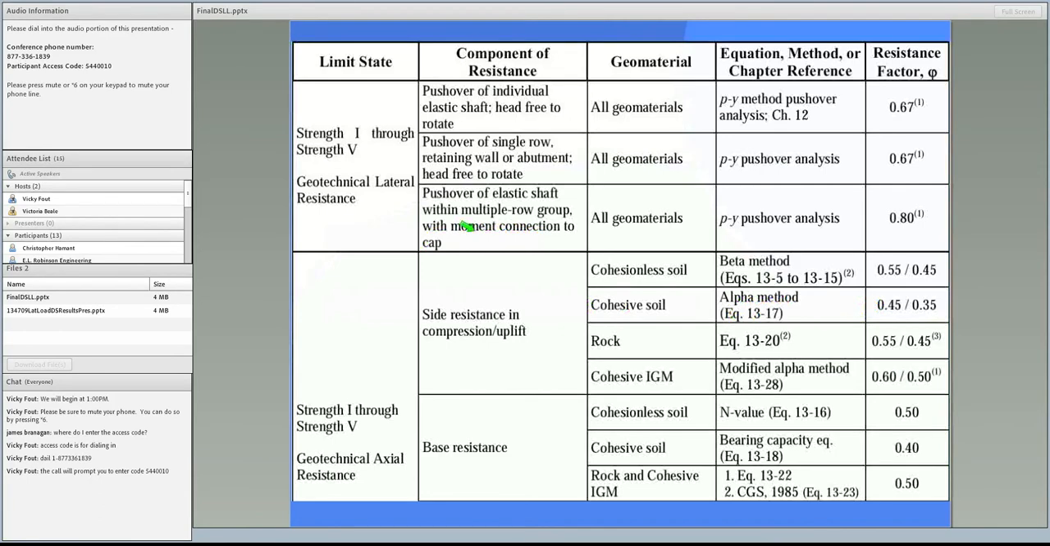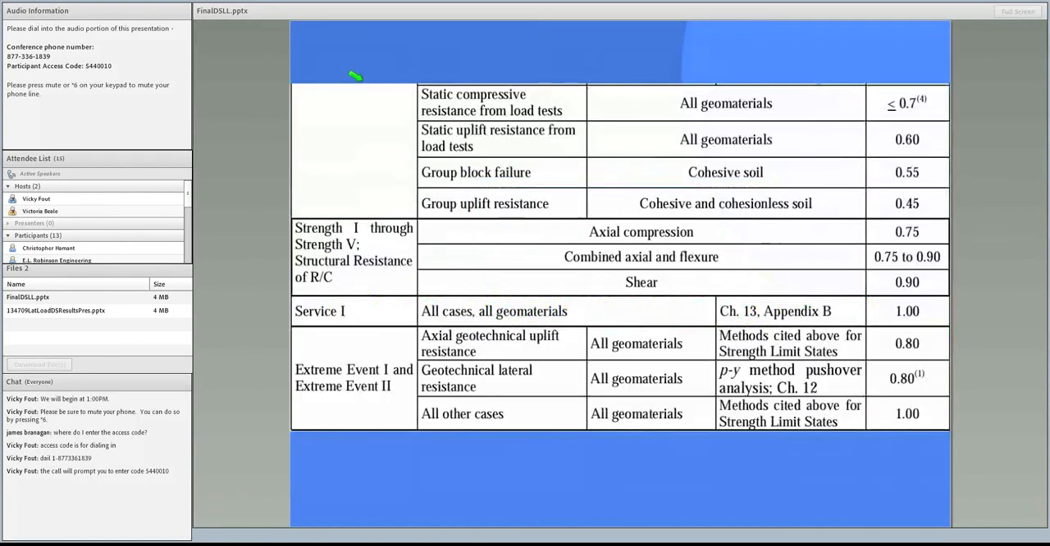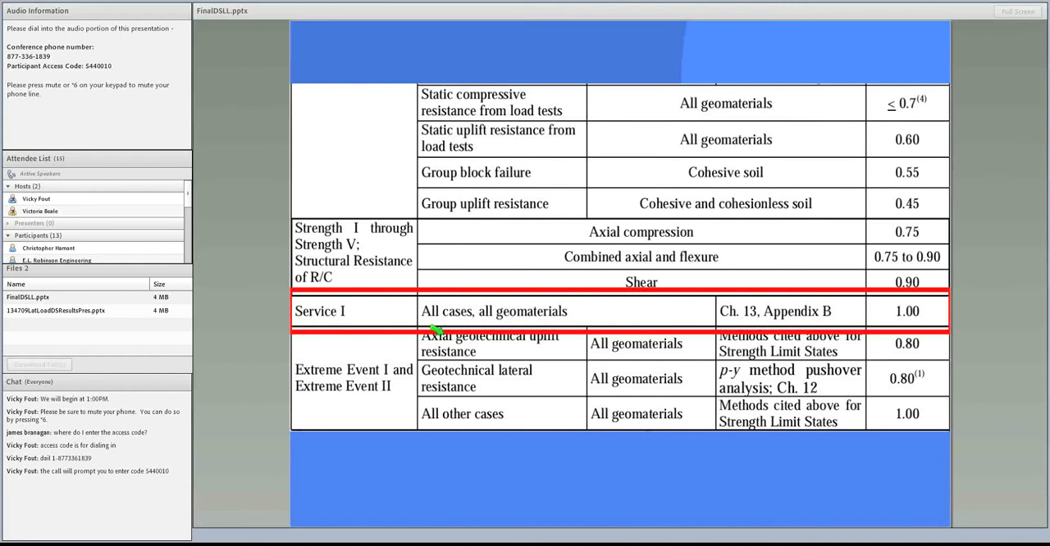And here's another table for the resistance factor. The one thing we would like to look at is the serviceability limit check. The resistance factor is taken as 1. In other words, the load factor is also taken as 1. In other words, the uncertainties arising in the soil property, design criterion, and other sources of uncertainty are not considered in the serviceability limit check.